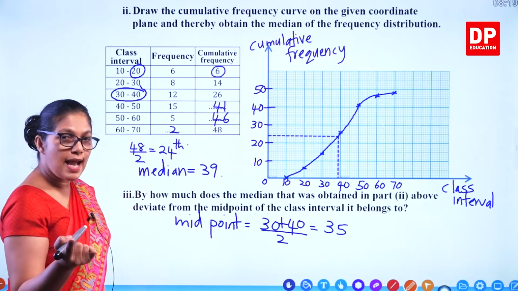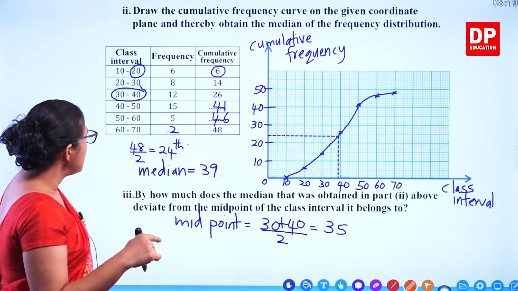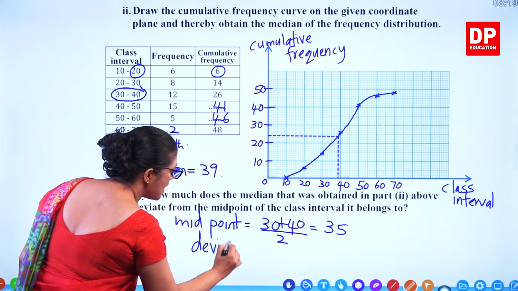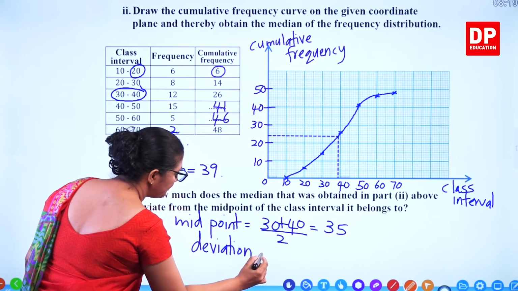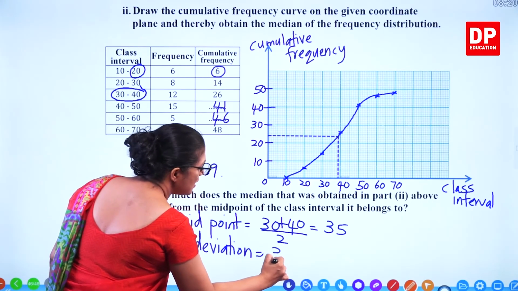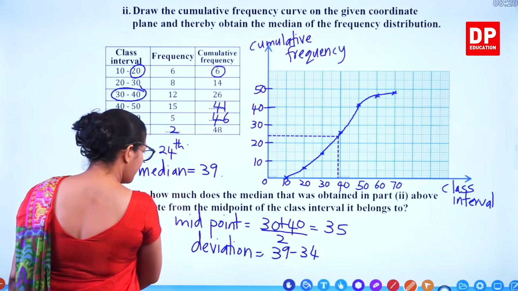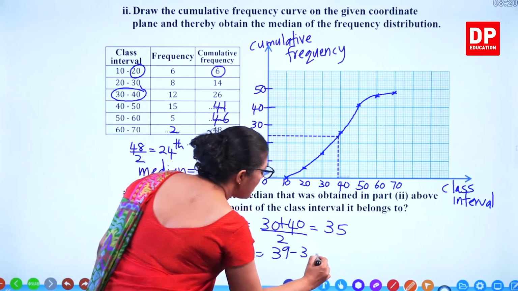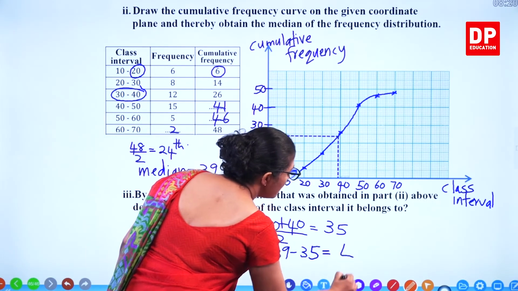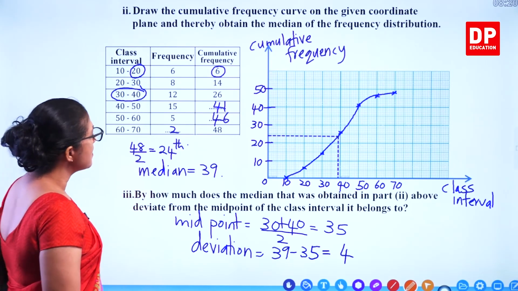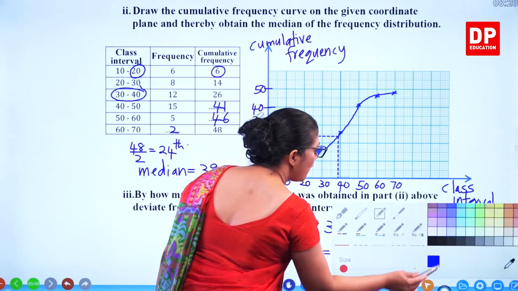Median is 39. So what is the deviation? Deviation is the difference. 39 minus 35. The deviation is 4. So that's the answer. Now we'll see how you get marks for that.